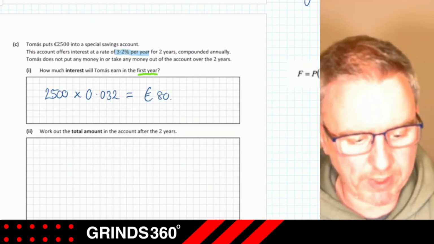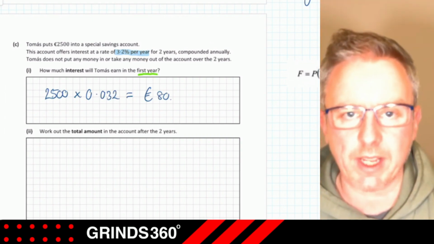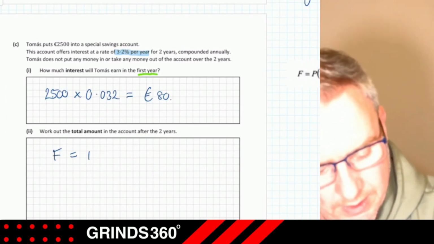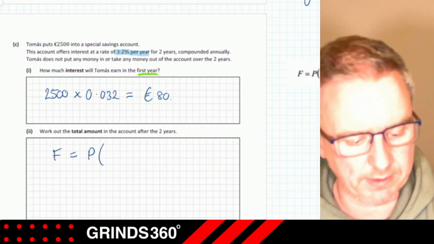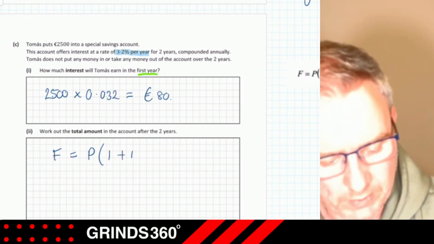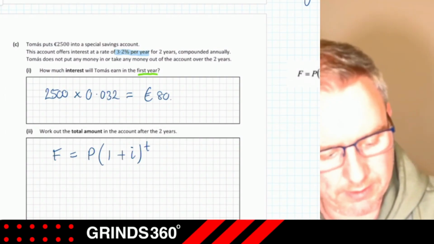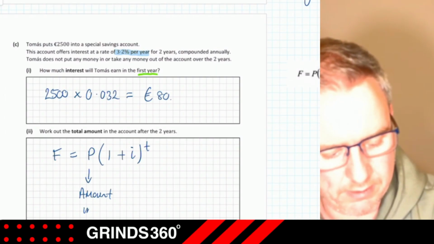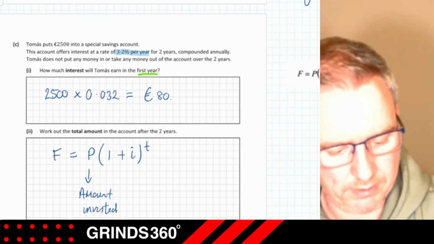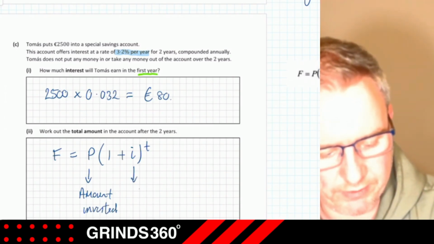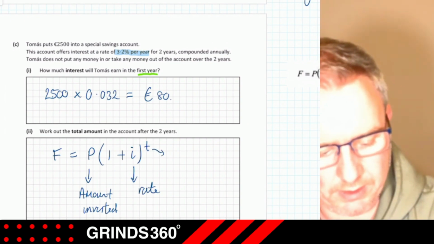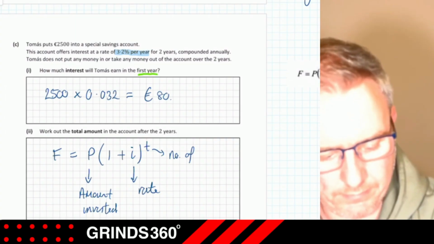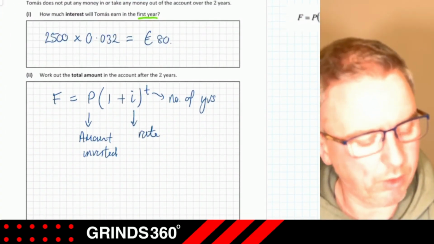Then work out the total amount in the account after the 2 years. So now we're looking at the total amount. So this is where we can use our formula. The final value is equal to the principal, so the amount we invested, times 1 plus I to the power of t. So this is the initial amount invested. And then this is my rate of interest. And then the number of years in this case. So all we're doing is subbing into this formula.